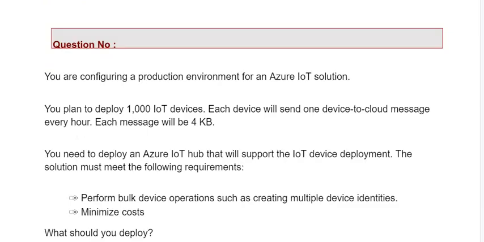Next question is, you are configuring a production environment for an Azure IoT solution. You plan to deploy 1000 IoT devices. Each device will send one device to cloud message every hour. Each message will be 4 KB. You need to deploy an Azure IoT hub that will support the IoT device deployment. The solution must meet the following requirements. First, perform bulk device operations such as creating multiple device identities. Second, minimize costs. What should you deploy?